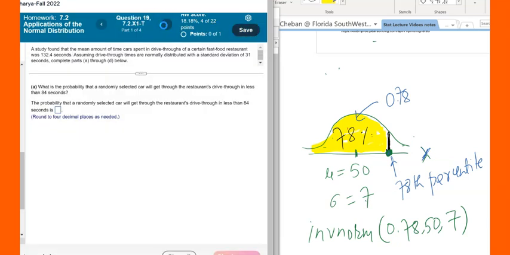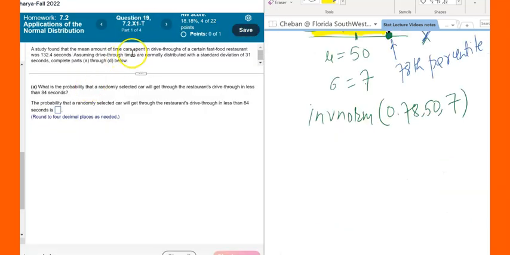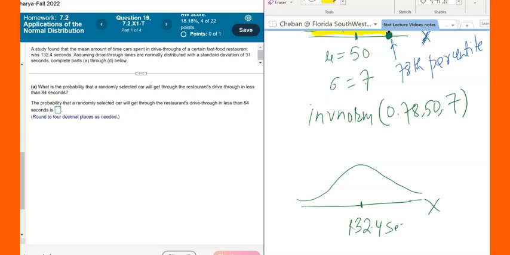Next question, number 19. Found that the mean amount of time a car spent in a drive-through of a certain fast food restaurant is 132.4 seconds. Assuming drive-through times are normally distributed with standard deviation 31, complete part A through D. Therefore, what I'm going to do here is, this is the time here, x, and the mean time given is 132.4 seconds. That's the mean, and the standard deviation is given as 31 seconds. Okay, that's the information you have.